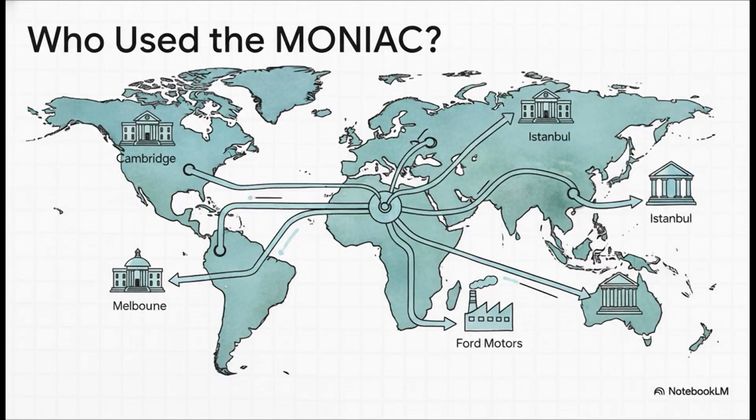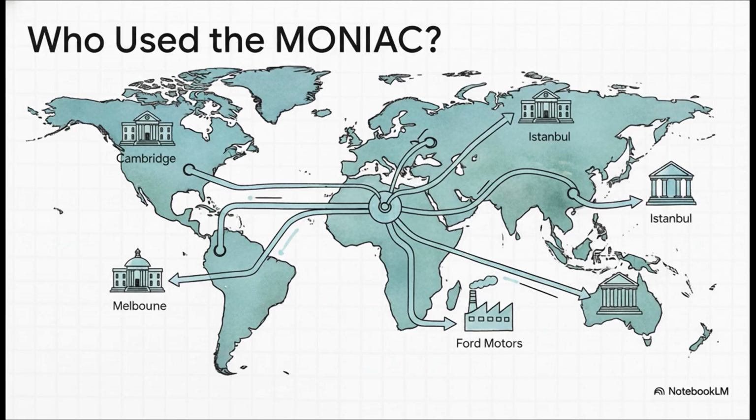Yeah, this thing got around, from top universities like Cambridge and Harvard to huge corporations like Ford Motors and even the Central Bank of Guatemala. Somewhere around 12 to 14 MONIACs were built and used all over the world. It just shows you there was this real hunger for a tool that could make these complicated economic relationships tangible and easy to understand.